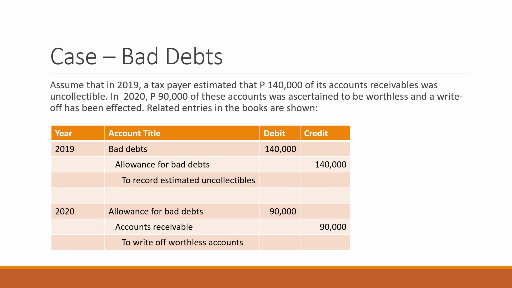Please take note that the taxpayer cannot claim bad debts as deduction from gross income in 2019 when the estimate was set up. It is only in 2020 that the claim is allowed for the portion of the accounts receivable, or 90,000, which was ascertained to be worthless and which was actually written off the books.